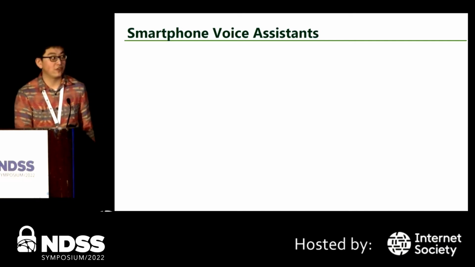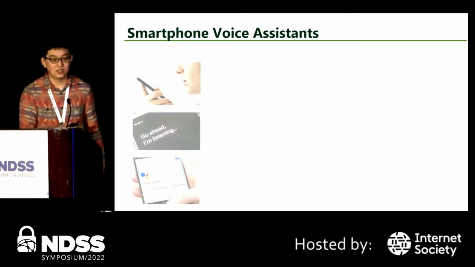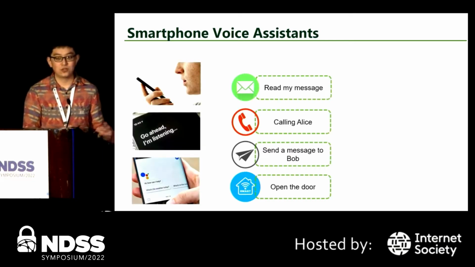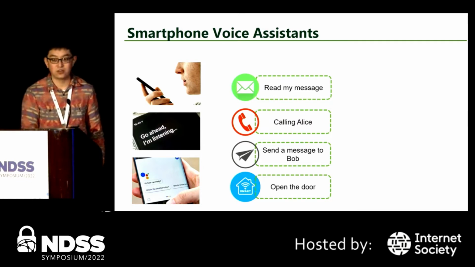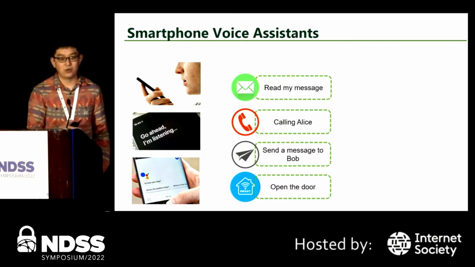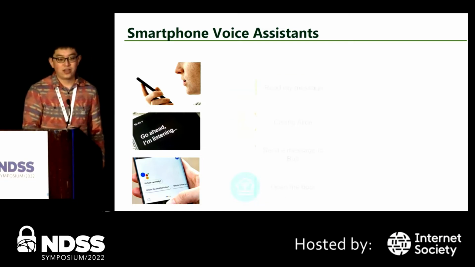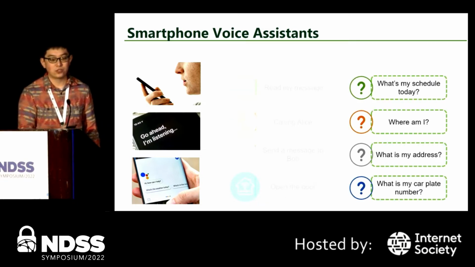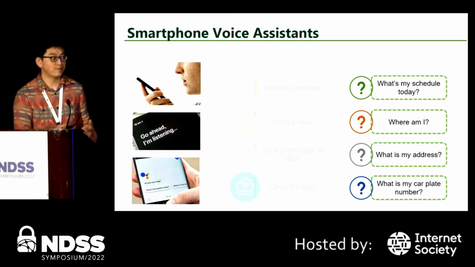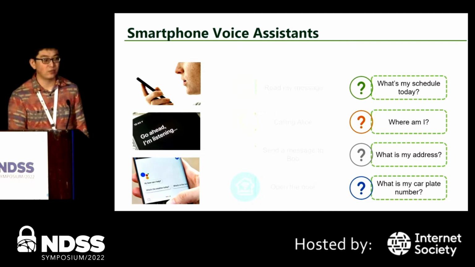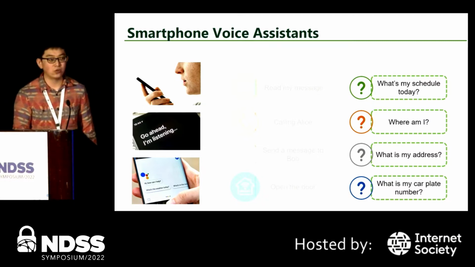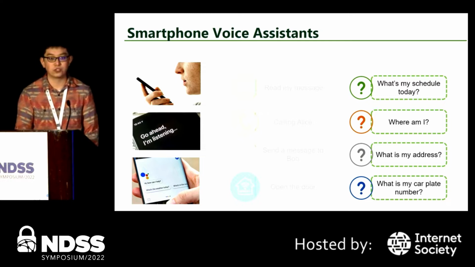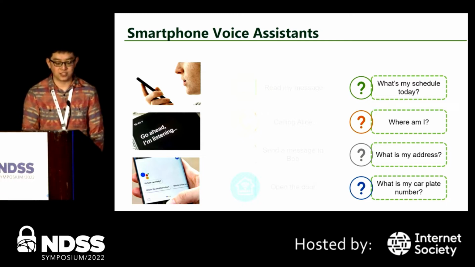First, let me briefly introduce voice assistants. Usually we use our voice assistants to remotely control our smartphone, like send a message or make a phone call. And at the same time, we also use our smartphone to save some privacy information, like the contact phone number or your address and even your current location. And all this privacy information can also be answered by your voice assistants.